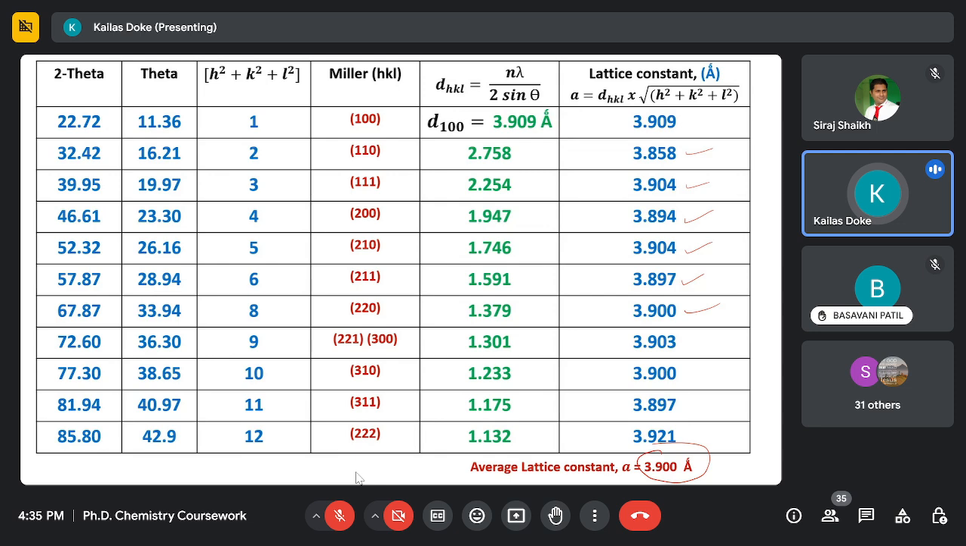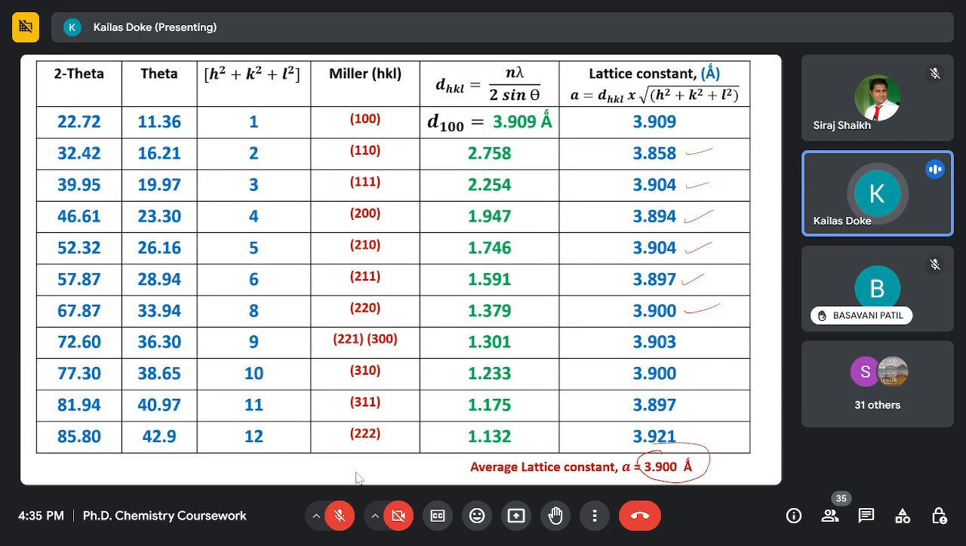Because in the cubic crystal, alpha, beta, gamma are identical and they are always 90 degrees, rectangular. So it is not necessary to determine the alpha, beta, gamma values.